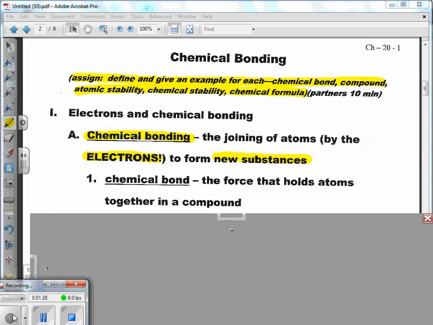Okay, so the chemical bond is the force that holds the atoms together in a compound. Okay, kind of the key words here are chemical bond, force, but look, it says atoms in a compound. So when you have atoms together, you have a compound.